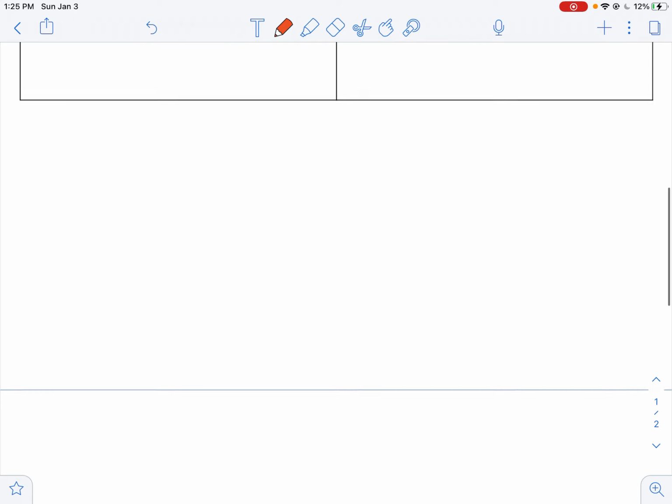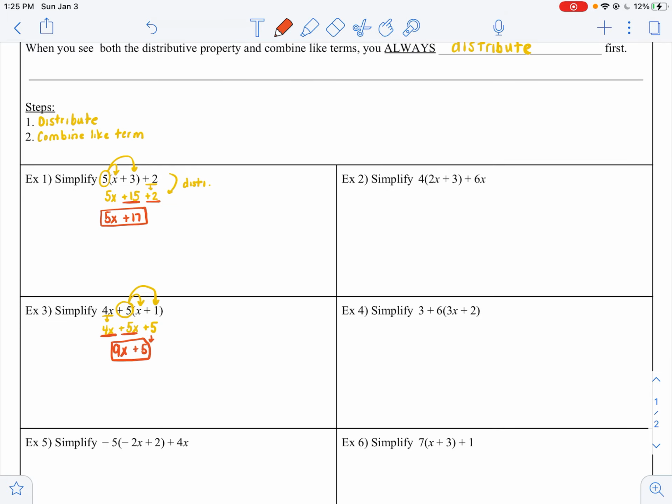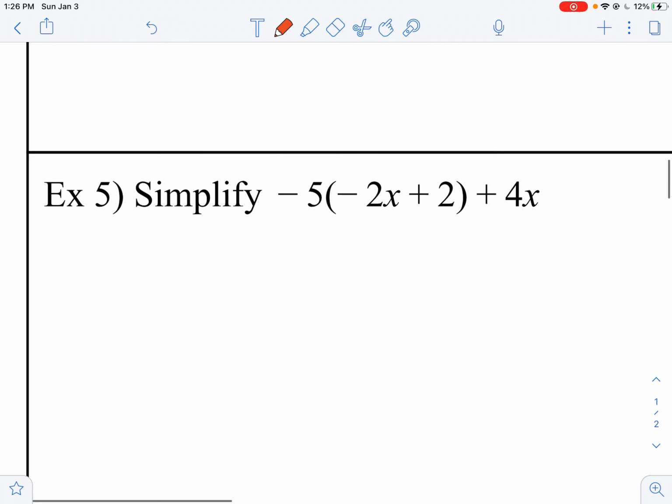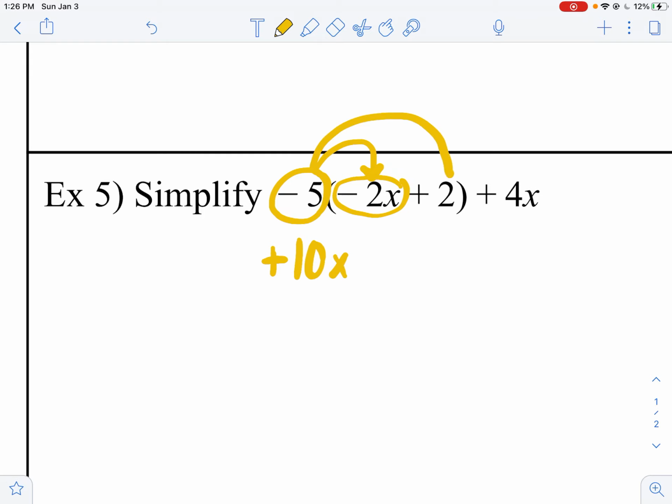All right. One more. In example 5, this is a tricky one because we are multiplying by a negative number. So we are distributing our negative 5 times negative 2x. A negative times a negative is a positive, so that is a positive 10x. Okay? And negative 5 times a positive 2 is a negative 10. Okay? And then we bring down our plus 4x.